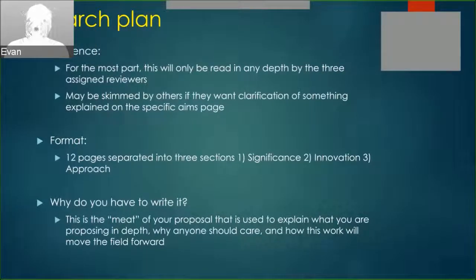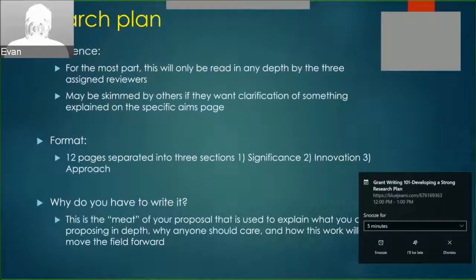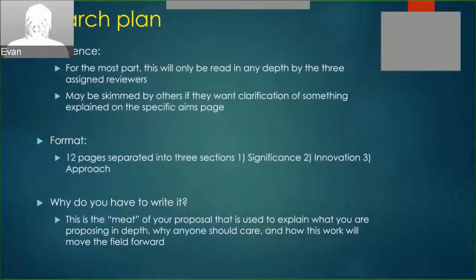From the standpoint of the public health relevance, the people reviewing it are probably very, very deep subject matter experts in your field. So they won't be reading the public health relevance simply because they don't need to. They already know. They're either convinced or not convinced. Your public health relevance isn't going to change that. Does that kind of make sense?